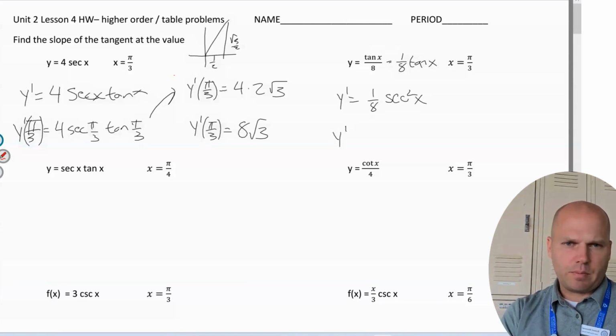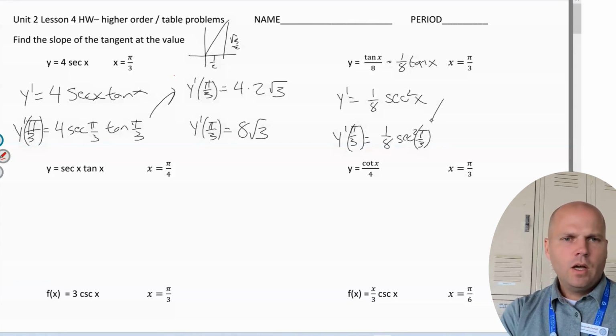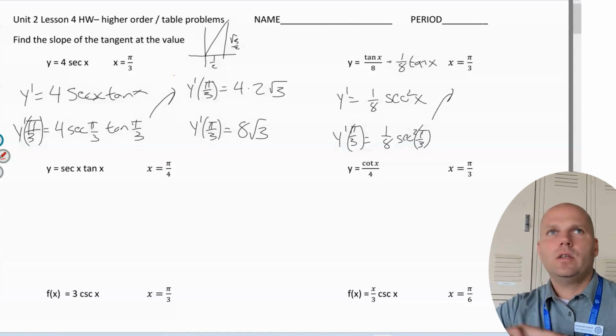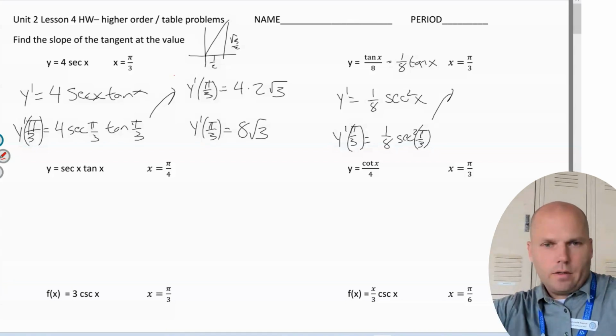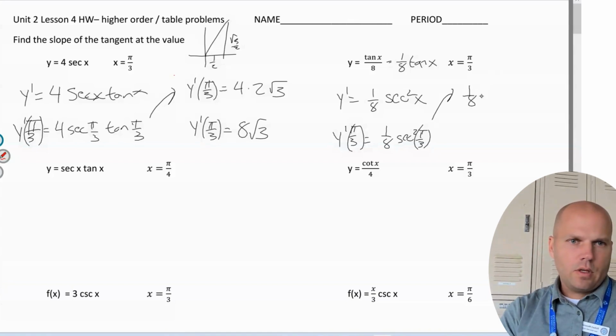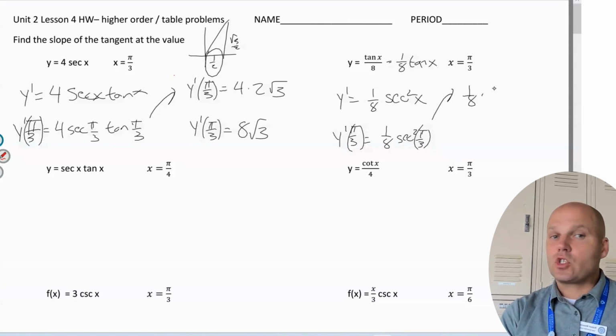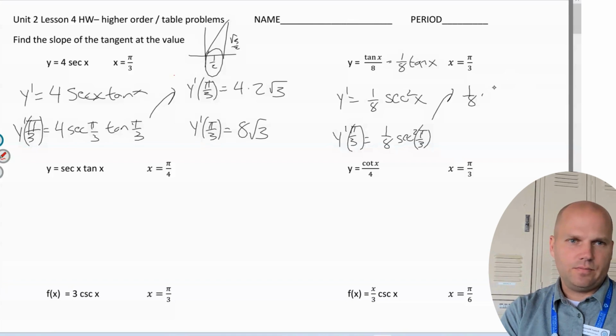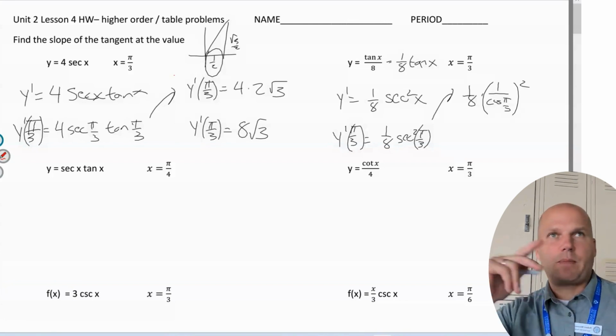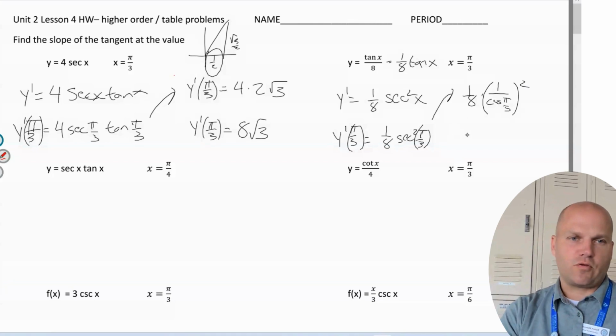If I were to plug in pi over 3, I would need the secant of pi over 3 squared. I need the cosine of pi over 3 flipped squared. Maybe it's easier to write it as: I need the cosine of pi over 3, I need to flip that and square it. Cosine of pi over 3 is a half. Flipped is 2. 2 squared is 4. So I have 1/8 times 4. I get 1/2.